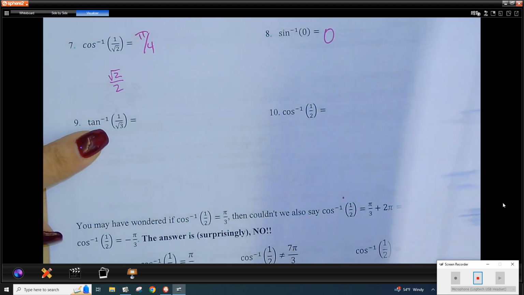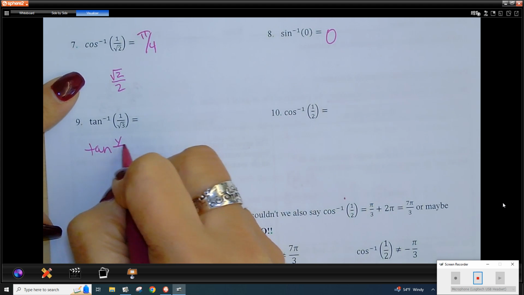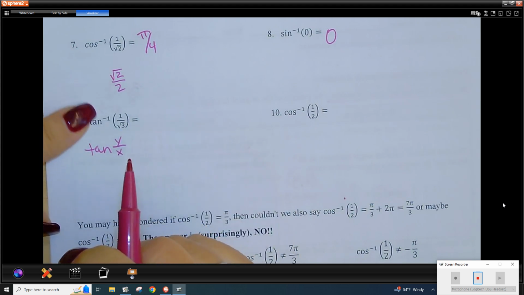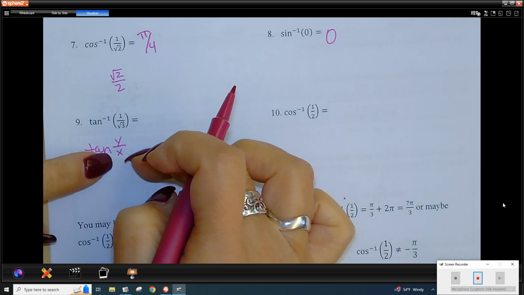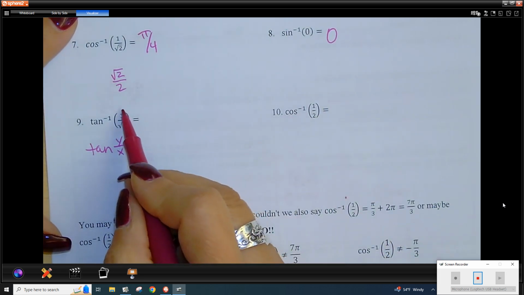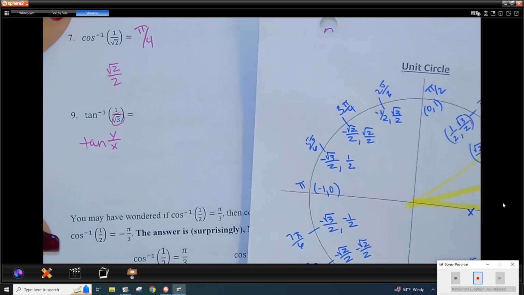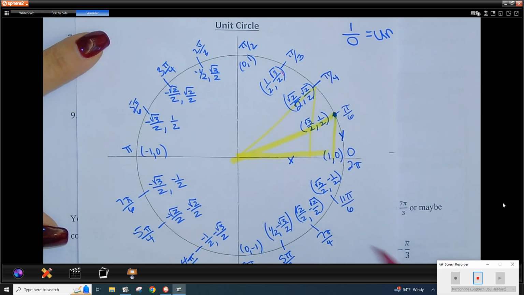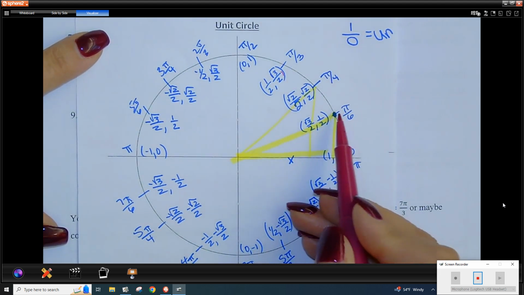1 over the square root of 3. So remember, tangent, again, is y over x. And when we have the same denominator, it is your y numerator over your x numerator. So which one has a y numerator of 1 and an x numerator of square root of 3? So y numerator of 1, x numerator of square root of 3. So that is pi over 6.